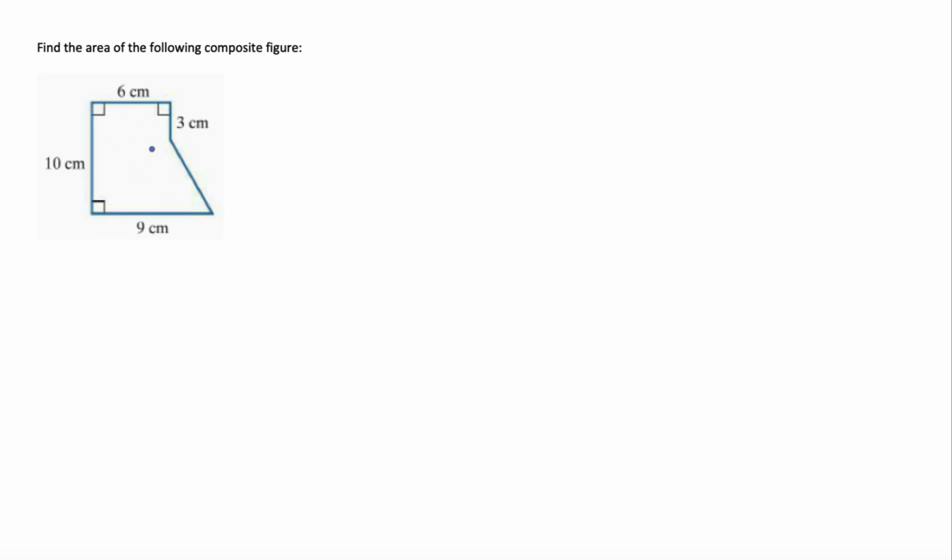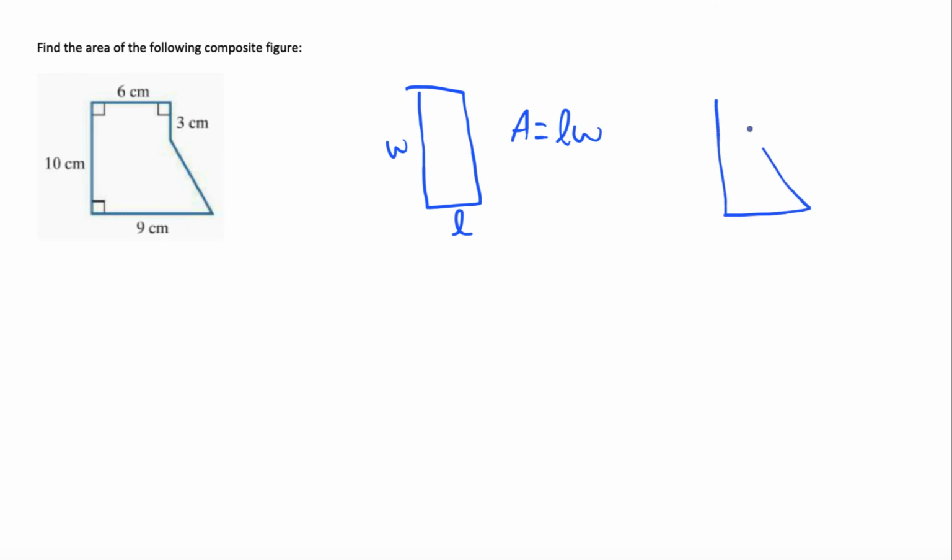But we do know the formula for certain shapes, right? So for example, if we have a basic rectangle, we'll call this the width and the length, right? The area we know is the length times the width. And what about if you have like a right triangle? Okay, then this is the base and the height. So the area is 1/2 base times height, right?